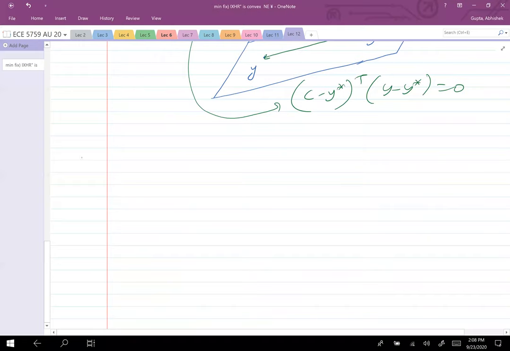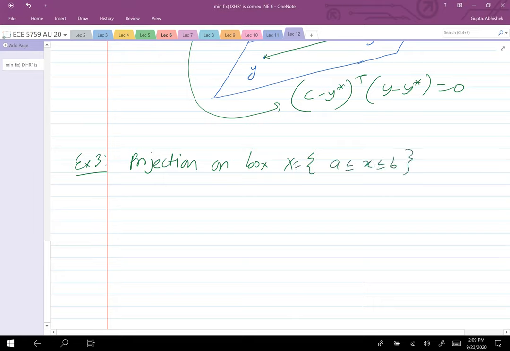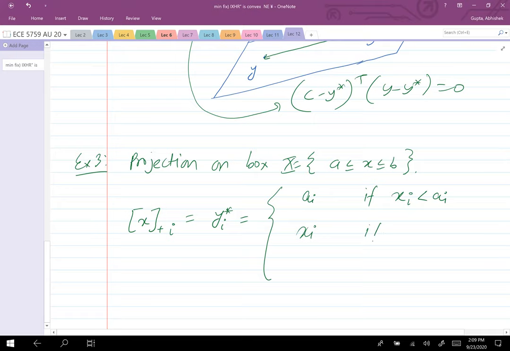So let's look at projection onto a box set. So example 3. Projection on a box. So the box set is A less than or equal to X less than or equal to B. And so the projection is given by, so this is the ith element of the projection. So let me write it as yi star. So this is the ith element of y star. And this is given by ai if xi is less than ai, xi if ai is less than or equal to xi is less than or equal to bi, and this is bi if xi is greater than bi.